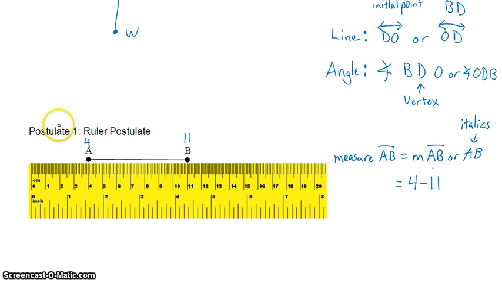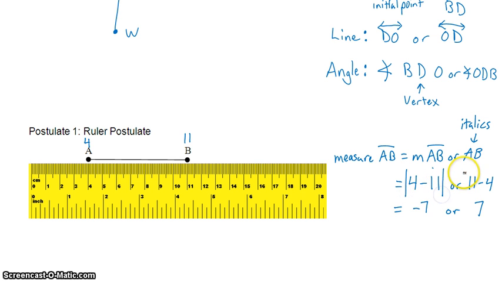Well, I need to come up with a rule that works every time, not just when I take 11 minus 4. The distance from A to B has to be the same as the distance from B to A. This postulate has to work whether I go from 4 to 11 or from 11 to 4. When I do this math, I get -7 or +7. But this length is going to be positive.